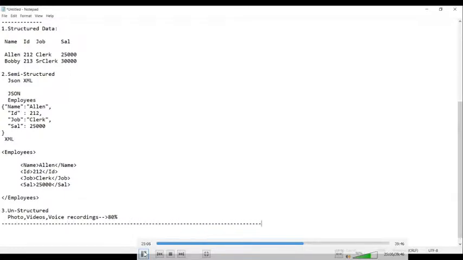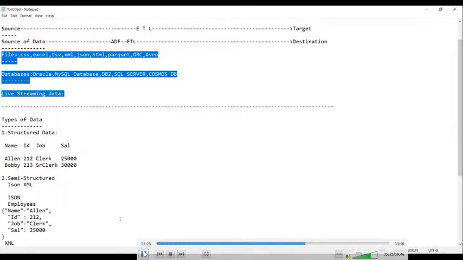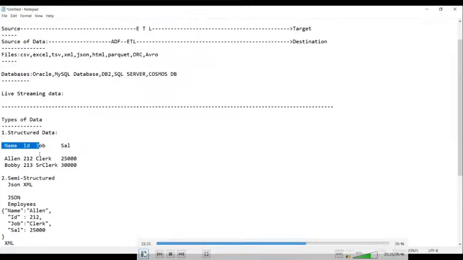For the process of ETL, we require what? Source and target. Source is here, and these are the types of sources we have: files, etc. From this source, we can get what type of data? Structured, semi-structured, and unstructured data. These are the three types of data you can get.